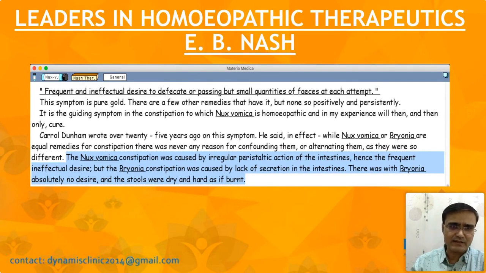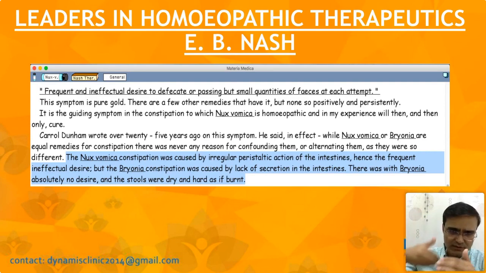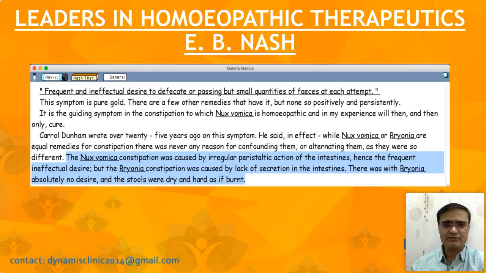What does Nash write in Nux vomica? He writes that the constipation in Nux vomica has this symptom: frequent and ineffectual desire to defecate. But he passes small quantities and then the sensation is relieved. But again, the urge continues. So there is frequent urge and it is ineffectual, meaning he is never satisfied.